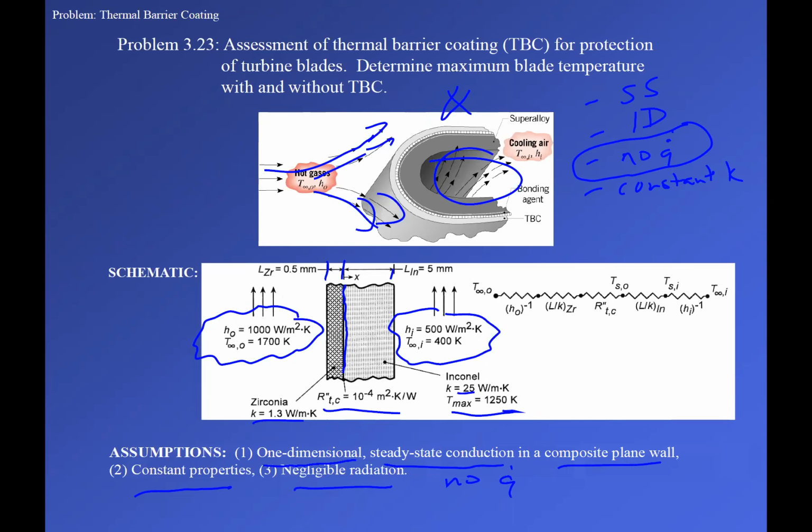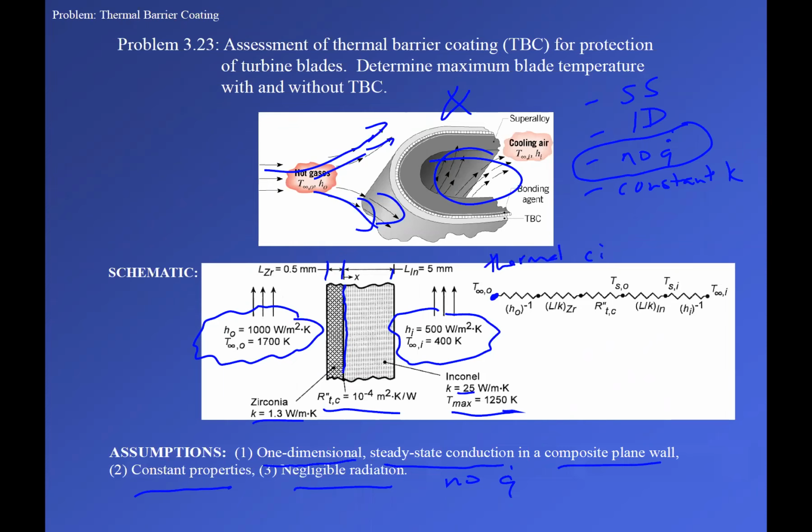But that would be that part. Okay, so these equations are valid with the assumptions that we use. All right, so if we look at this, we have T infinity, moving left to right. With these assumptions being valid, we can set up a thermal circuit.